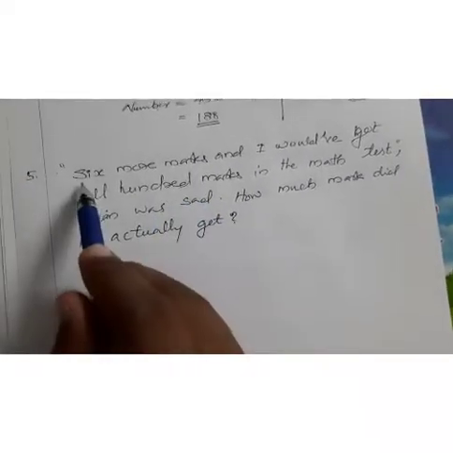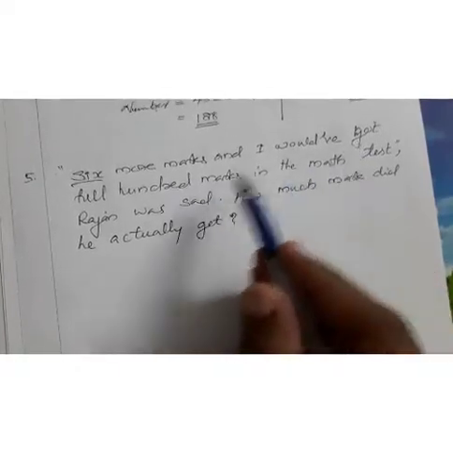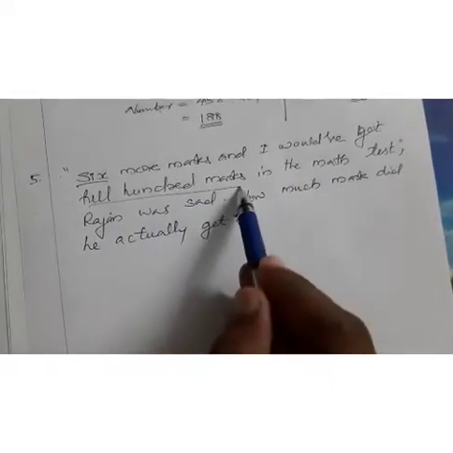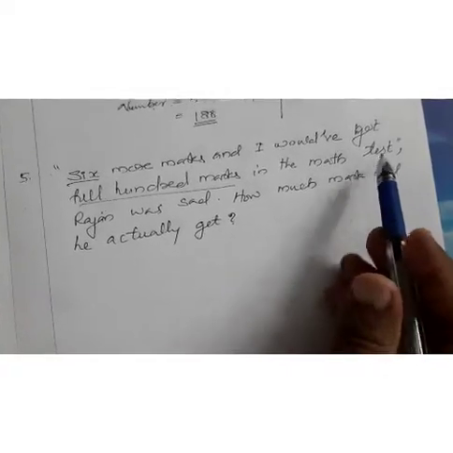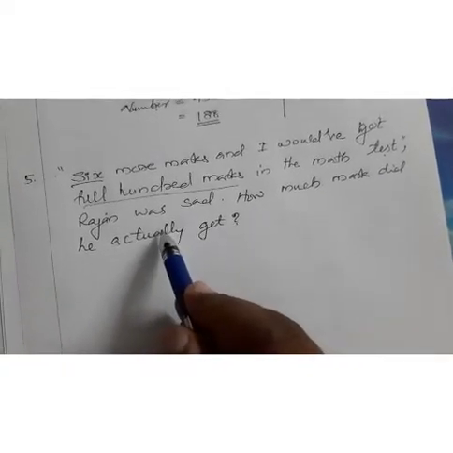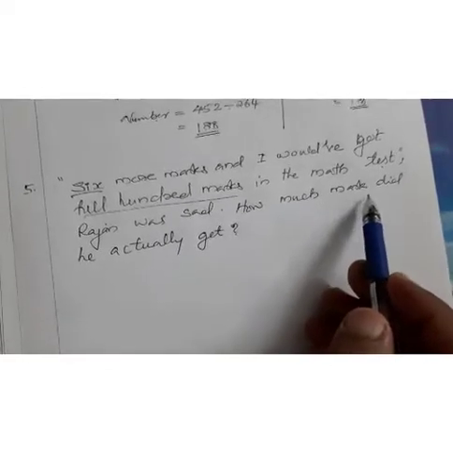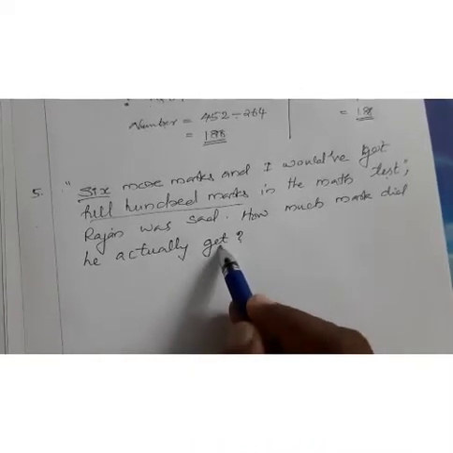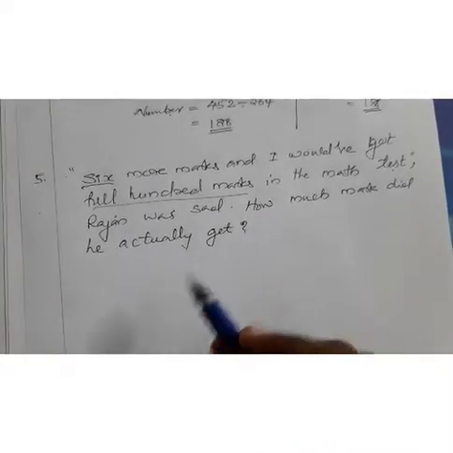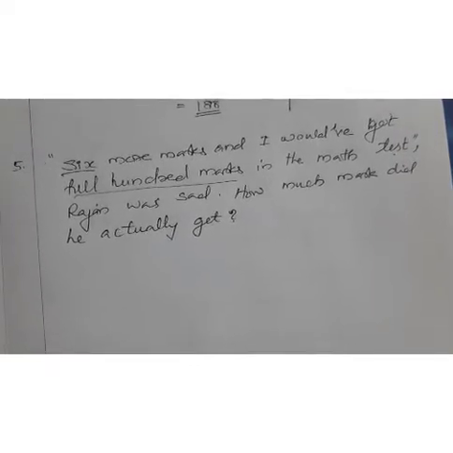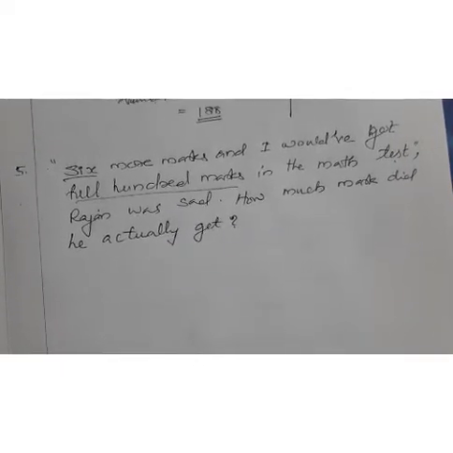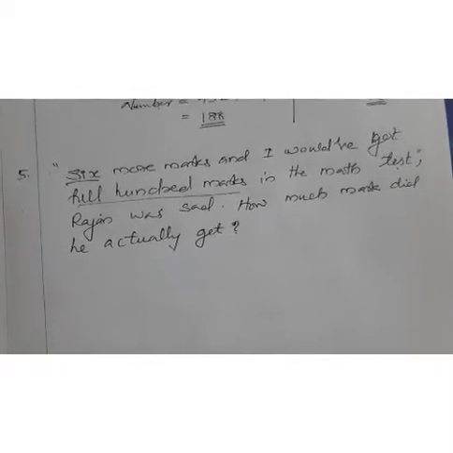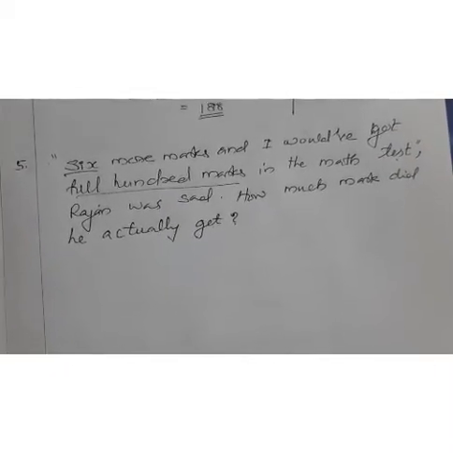6 more marks, I would have got full 100 marks in the maths test. Rajan was sad. How many marks did he actually get? It's the same thing we say in our home once we get the test paper, right? If you lost some marks, you will say, if I had got some more marks, I would have got full marks.